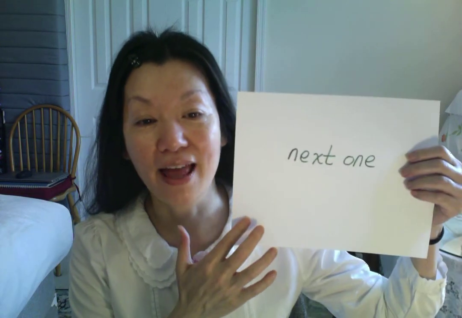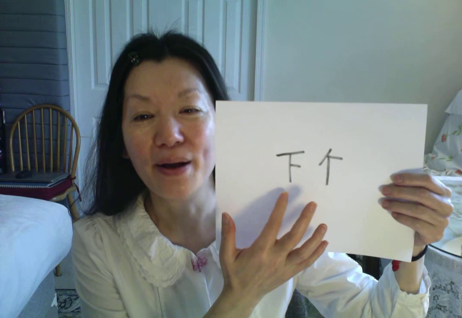The first one, what do they say? Next one, really common, right? Next one in Chinese, we say what? Maybe you know that this character looks very similar. Xia ge. This character, by itself, pronounces xia. And this character, by itself, pronounces ge. Together: xia ge.